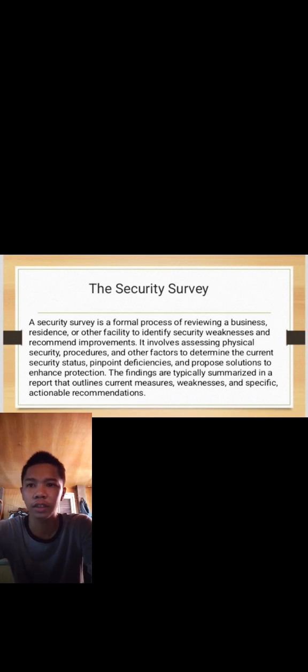So, for this, a security survey is a formal process of reviewing a business, residence, or other facility. Purpose: it aims to identify security weakness and recommend improvement, assess physical security procedures and other factors, and determine the current security status. Outcomes: the findings are summarized in a report that outlines current measures, highlights weaknesses, and provides specific actionable recommendations. Security surveys include checklists, audits, or inventories of security conditions.